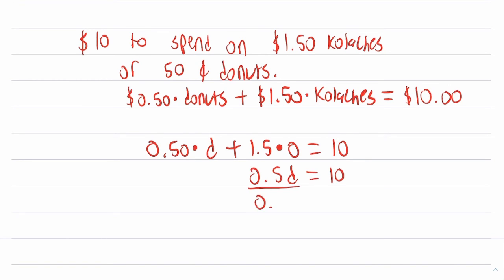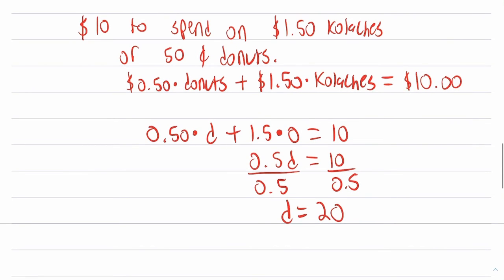Let's divide by 0.5 on both sides. The total number of donuts you can buy is 10 divided by 1/2. If we're cutting 10 into pieces that are half the size of a normal piece, then we're actually going to have 20 as our answer. The intercept for donuts is 20. You can spend all of your money and get 20 donuts and 0 kolaches. So as an ordered pair, that would be (20, 0).